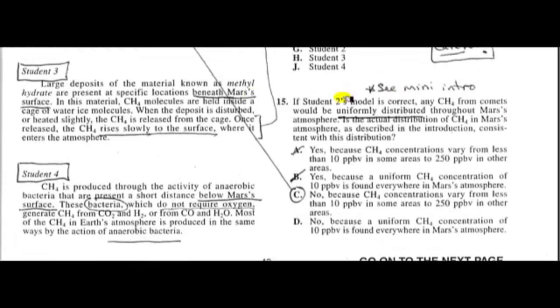Test 69A, Science Practice Problem number 12. Number 12 states, large deposits of methane hydrate are present beneath the ocean floors at various locations on Earth. Based on student 3's model, a major earthquake at one of those locations would most likely cause what? First things first, we need to go down to see what student 3's model says. And when we go down here, here's what student 3 says.